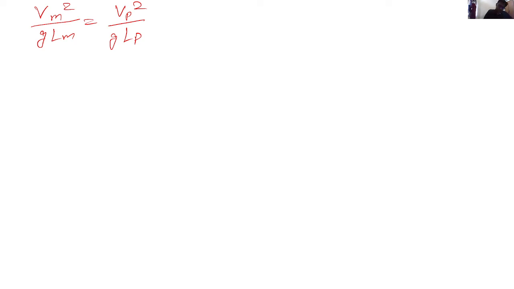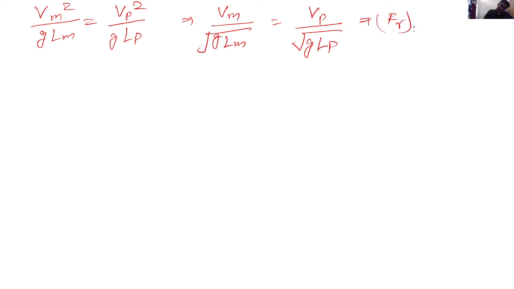Just taking a square root, we will get Vm by square root of GLm equal to Vp by square root of GLp. This is nothing but Fm, the Froude number for the model, is equal to the Froude number of the prototype. Hence, for open channel flow, if we are going to produce a model, we need to ensure that the Froude number of the model and the prototype are the same. Not similar, same.